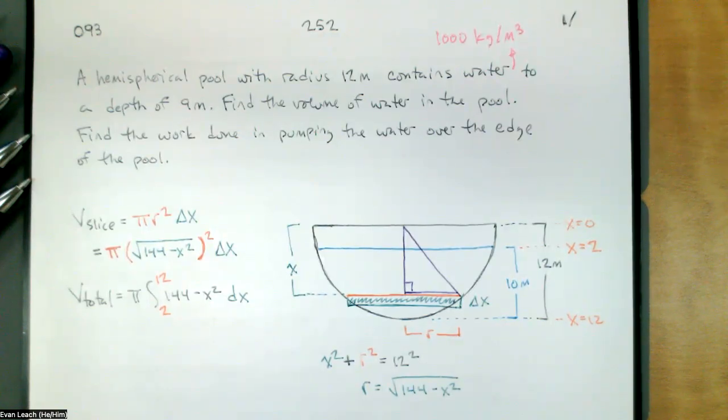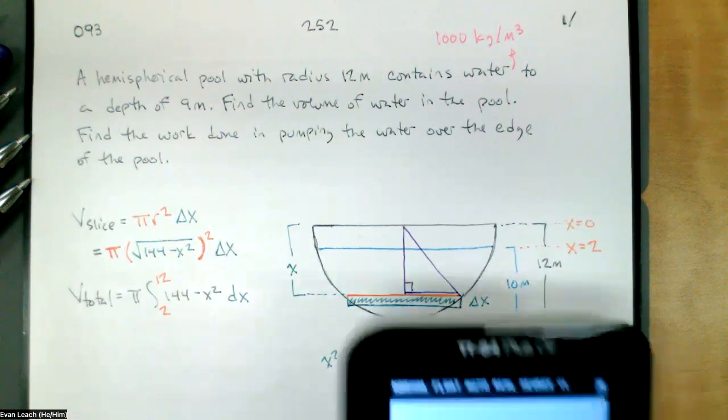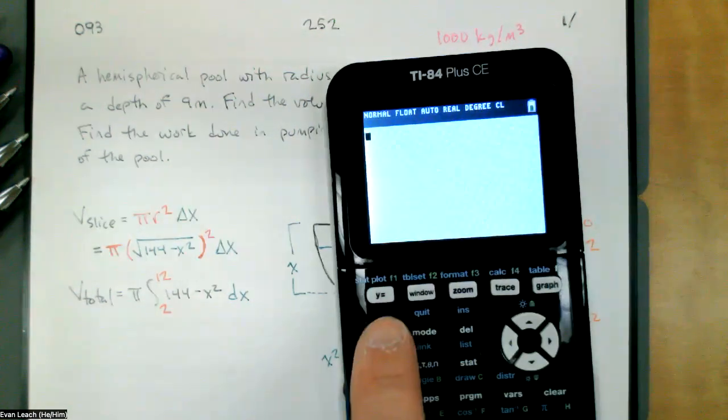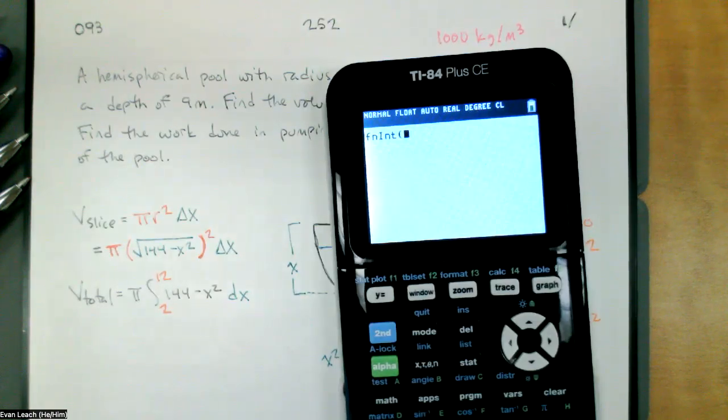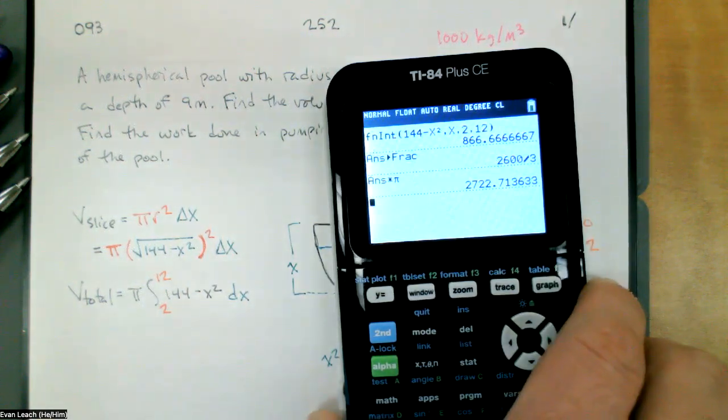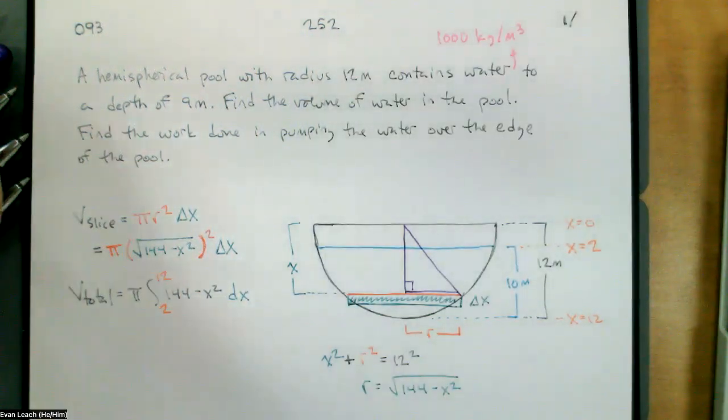When I say want to integrate, I mean grab our calculator and have our calculator integrate for us. So I will do math 9, 144 minus x squared with respect to x from 2 to 12. So 2600 over 3, that's weird. Let's just multiply by pi. 2722.71, 0.7 for 5 significant figures.